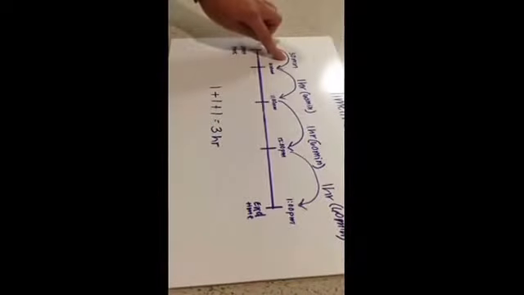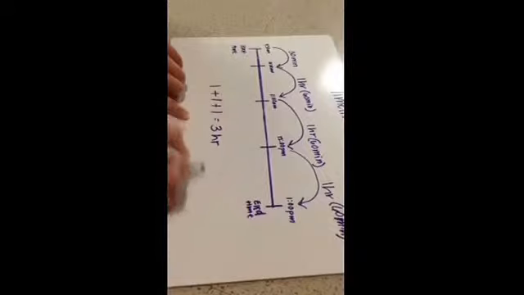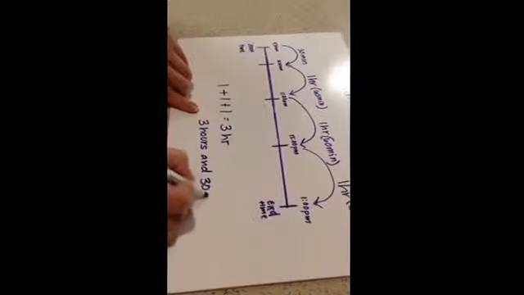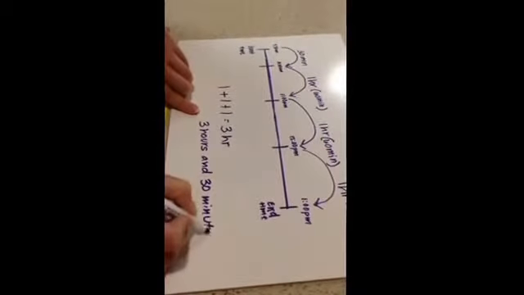But now we have 30 minutes. So then we're going to add that 30 minutes. And it's going to give us 3 hours and 30 minutes. So the elapsed time from 9:30 a.m. to 1 p.m. is 3 hours and 30 minutes.